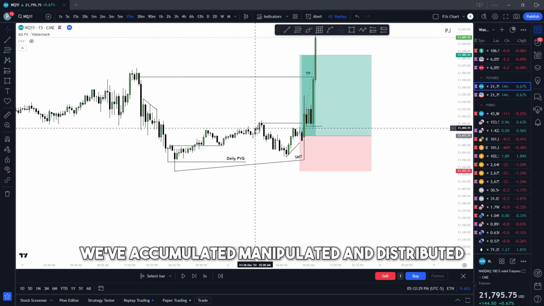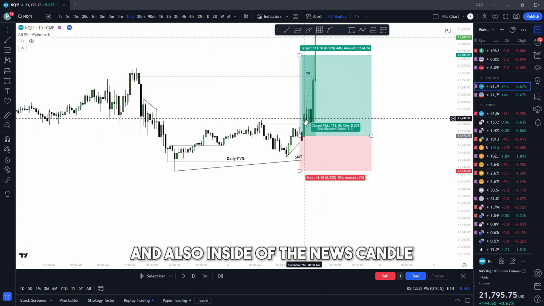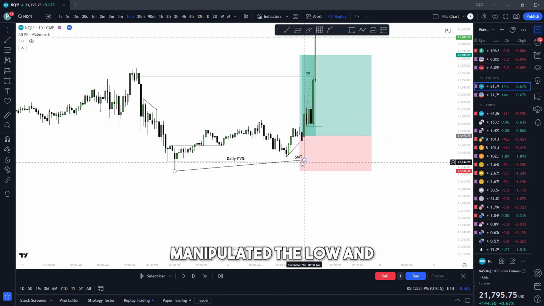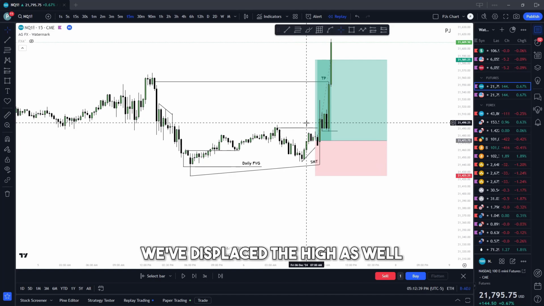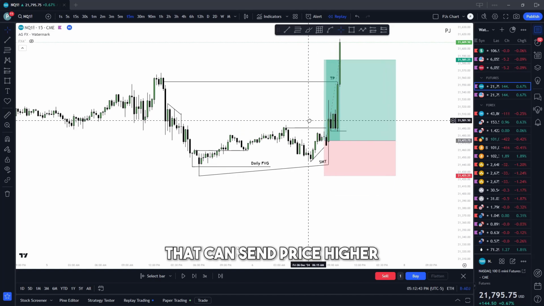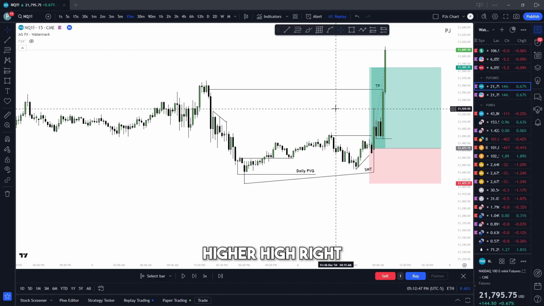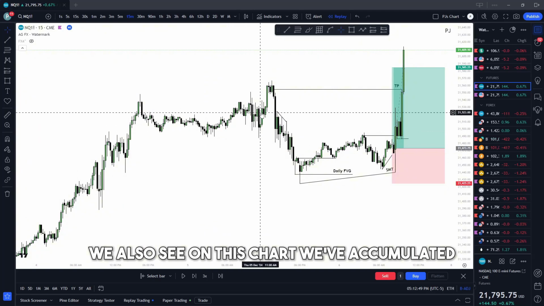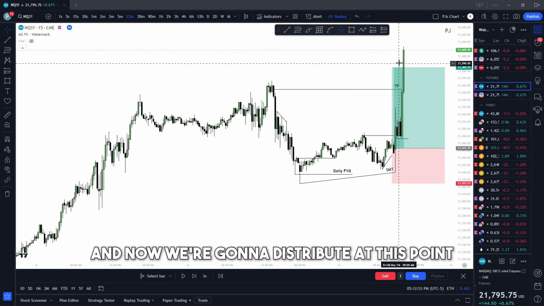We've accumulated, manipulated, and distributed, and also inside of the news candle, we've accumulated, manipulated the low, and then distributed the high. We've displaced the high as well, leading to a fair value gap and an order block created that can send price higher. And you can also see it as a breaker, right? Lower low, higher high, right? We also see on this chart we've accumulated, manipulated here, distorted a little bit, and now we're going to distribute.